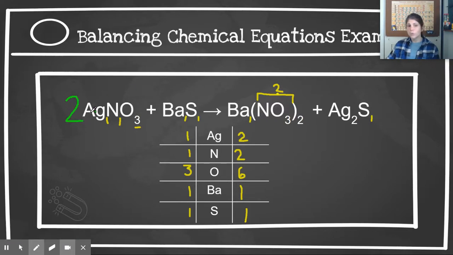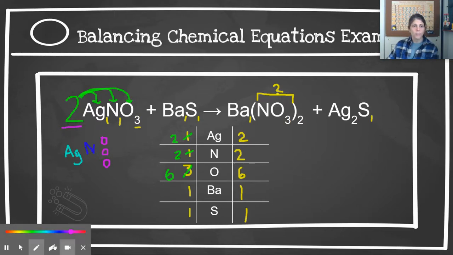If I have 2 molecules of AgNO3, then I've got 2 of the Ags. I've got 2 of the N's. And now I have 2 times 3. I've got 2 groups of 3. I have 6 oxygens. If I had AgNO3, I could write it this way: 1 Ag, 1 N, and 3 O's. But now I've got 2 of them, so let me draw it again. Now I have 2 Ags, 2 N's, and 6 O's. So this is a coefficient. You multiply things by the coefficient.